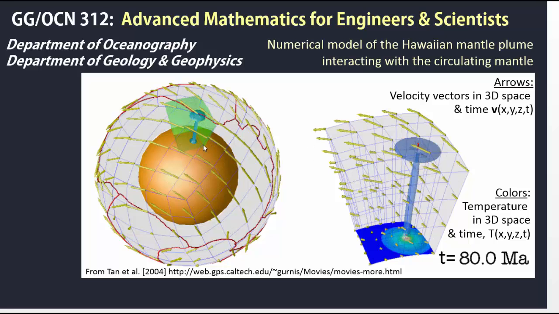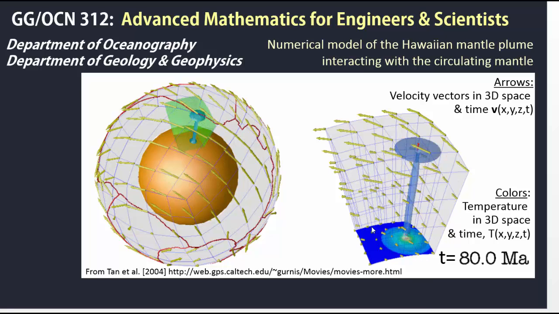And so there are two fields represented. The first is a vector field, and those are the velocities of the plates as well as the velocity of the mantle below it. This is a vector that varies in 3D space, that is x, y, and z. It also varies in time, which I'll show you in a bit.